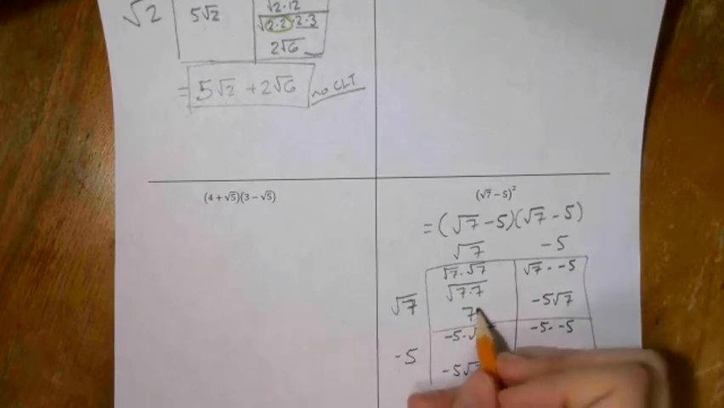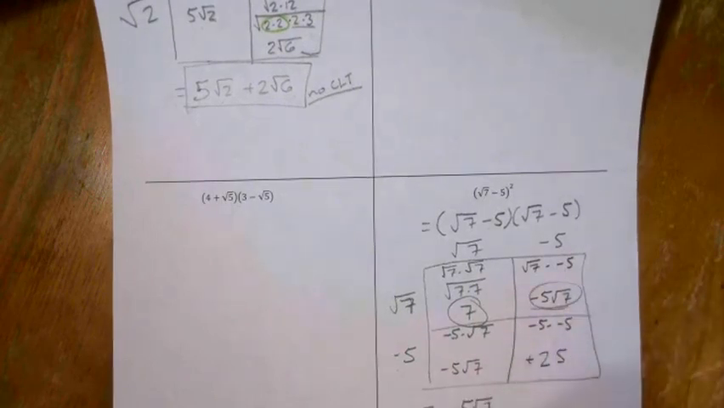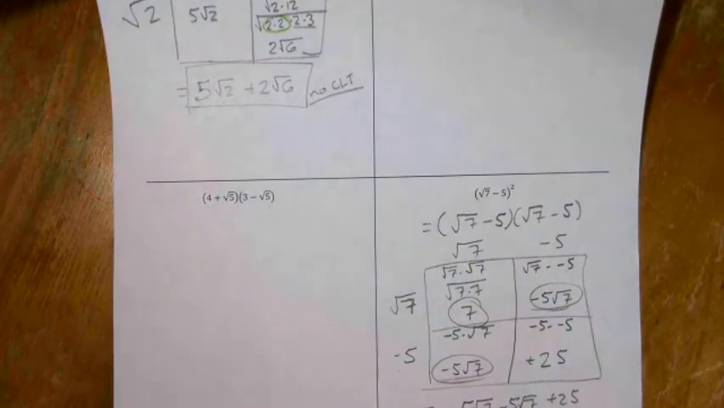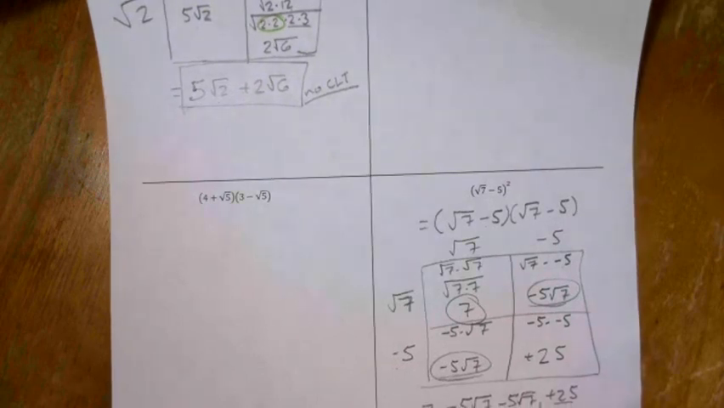So when I go to write this out, my first box, I had 7. Then I have a minus 5 root 7 minus 5 root 7 plus 25. Do I have any like terms I can combine? Yes, I do. Negative 5 root 7 minus 5 root 7 is a like term, and then 7 and 25 are also like terms. So negative 5 gets me a negative 10, tack on my root 7, and then 7 plus 25 gets me a 32. You could also write this as 32 minus 10 root 7.